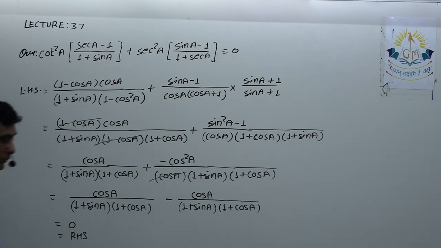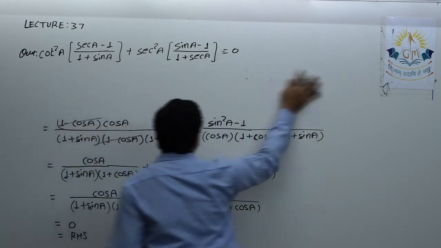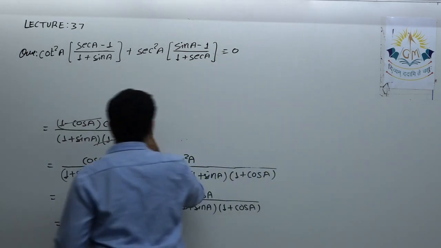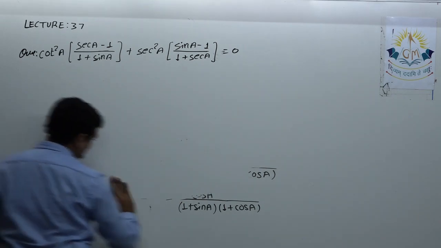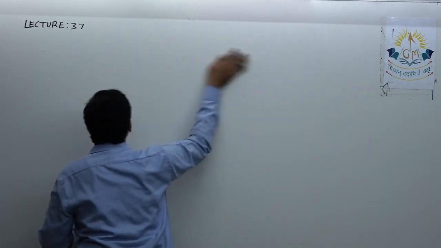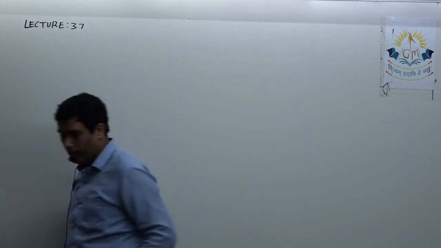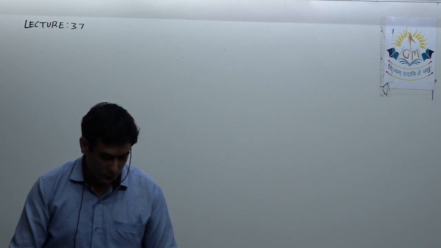Okay, now let us see the next question. Till now we saw how to prove the identities. From the next question onwards, again we have identities, but the questions are framed in a little bit different way. So let us start that question.